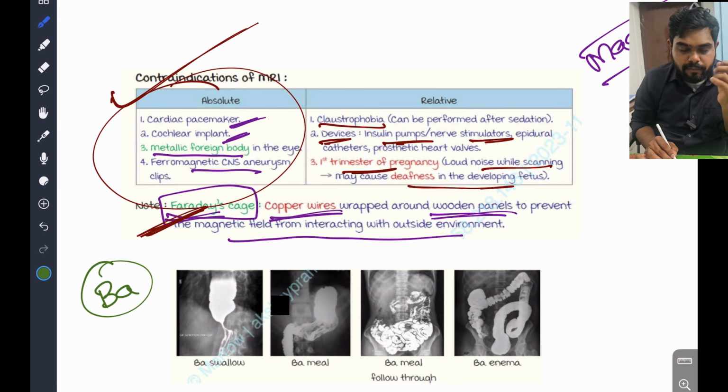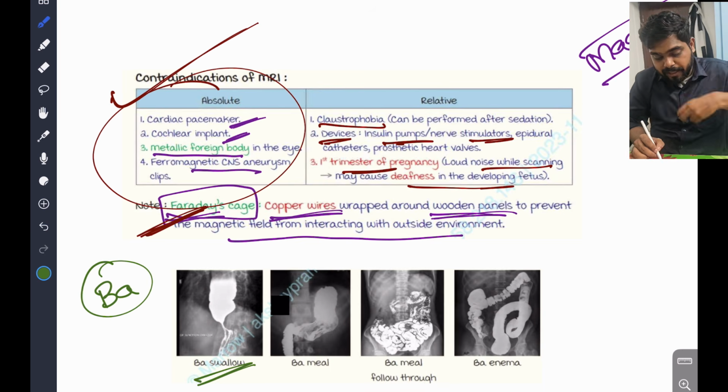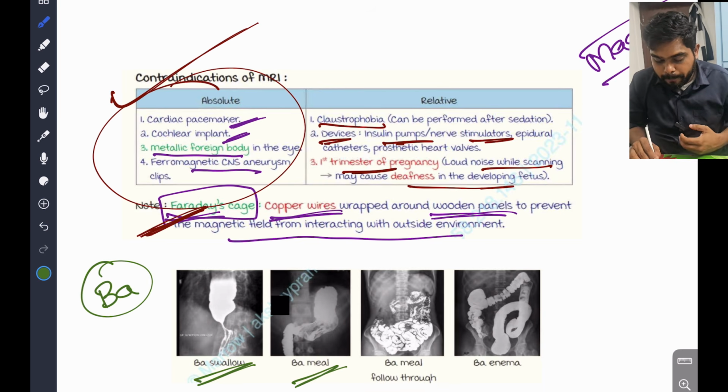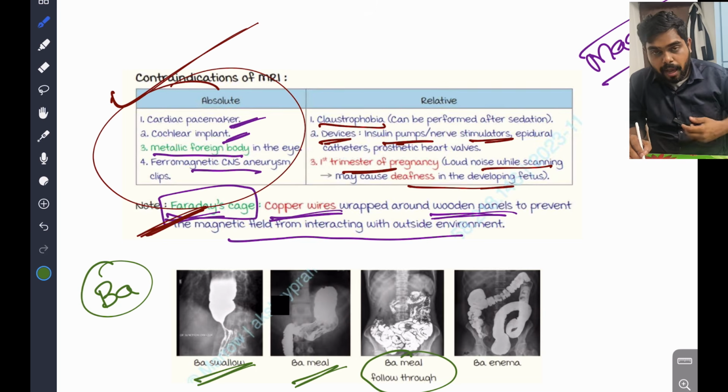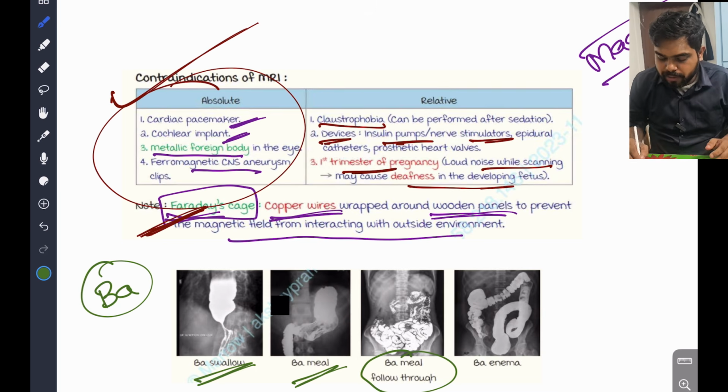So barium can be given. Barium swallow is there. Barium meal can be given, it will go a little more down. Barium meal follow through is there, further down. And barium enema will be given from below. So these are very important.